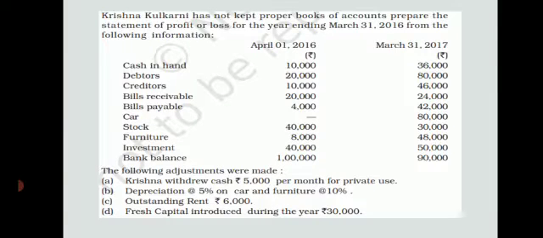So now we'll take a problem for 12 marks. Krishna Kulkarni has not kept proper books of accounts. Prepare the statement of profit or loss for the year ending March 31st, 2016 from the following information. Here the data for April 1, 2016 is provided, and the data for March 31, 2017 is provided.